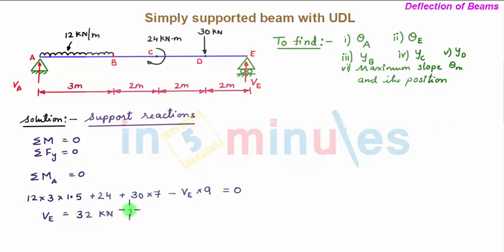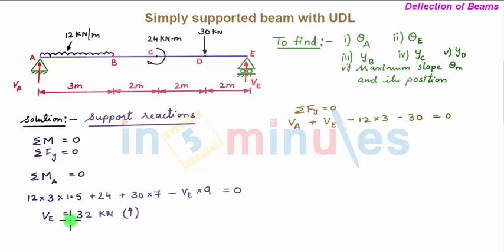Since it is positive, our vertical support reaction is upward, so our assumption is true. Now let's apply the second static equilibrium equation, which is summation of Fy equal to 0, or summation of all vertical forces equal to 0. The sign convention is all upward force is positive and all downward force is negative. So we have our first upward force VA plus second upward force VE. Then we have the downward force due to the UDL, 12 kN per meter acting for a distance of 3 meters, so minus 12 into 3. Then we have this downward force of 30 kN acting at point D, so minus 30, and this whole is equal to 0.